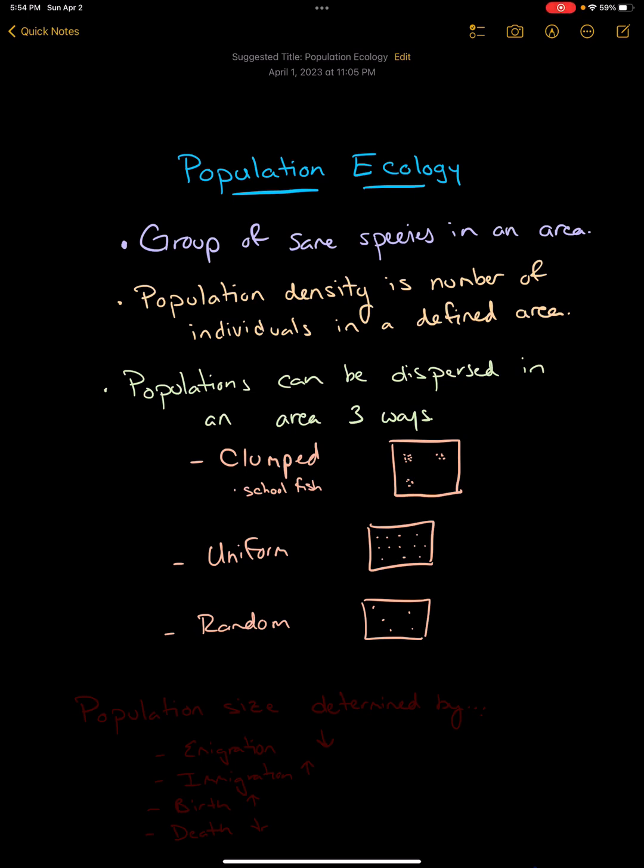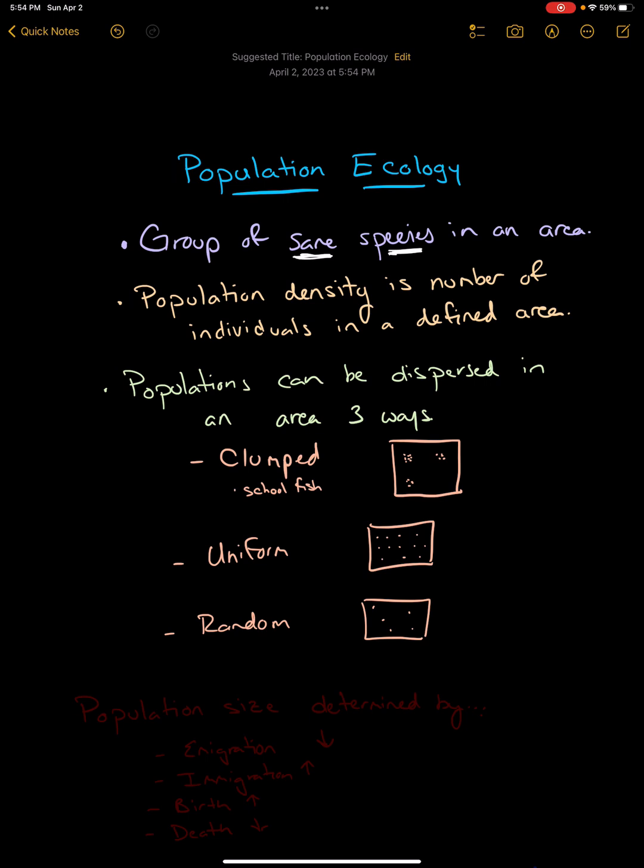All right, guys, let's talk about population ecology. So population ecology just has a few ideas, but really we're talking about a group of the same species in an area, because don't forget, a population is when you have multiples of the same species, and a species is classified as a group of organisms that can reproduce and have viable offspring.